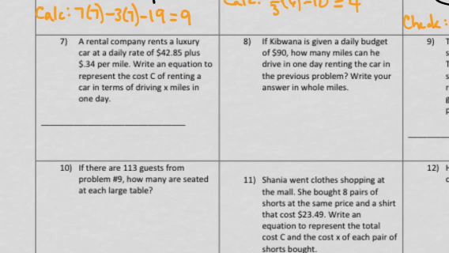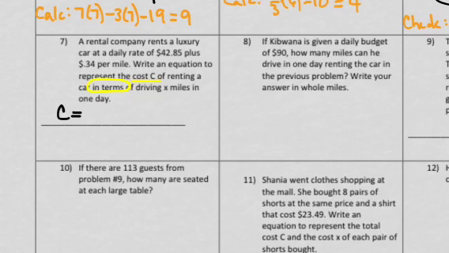Numbers 7 and 8 really go together here. So we are going to look at number 7. A rental company rents a luxury car at a daily rate of $42.85 plus 34 cents per mile. Write an equation to represent the cost C of renting a car in terms of driving X miles in one day. So those words, cost in terms of, tell you that you should start your equation with C equals. That's how you read that in math.